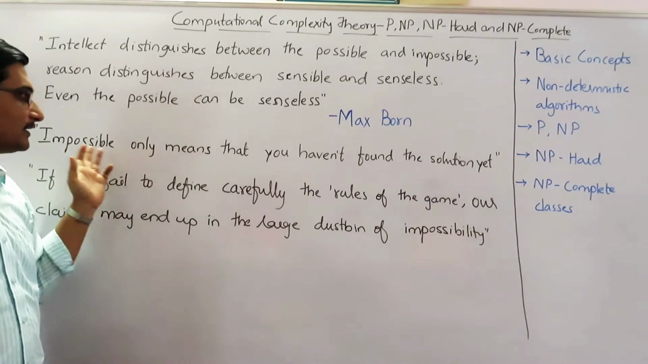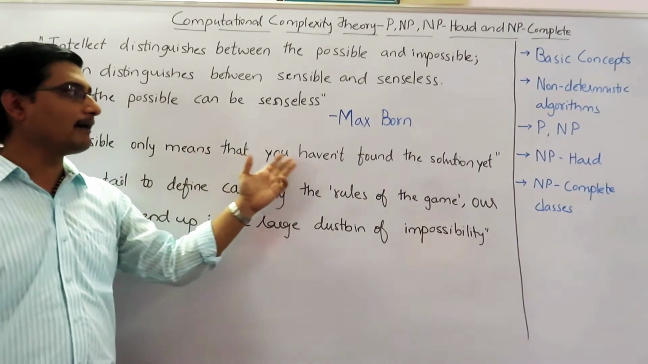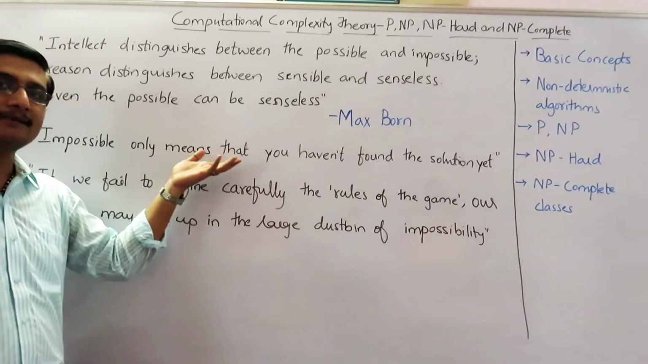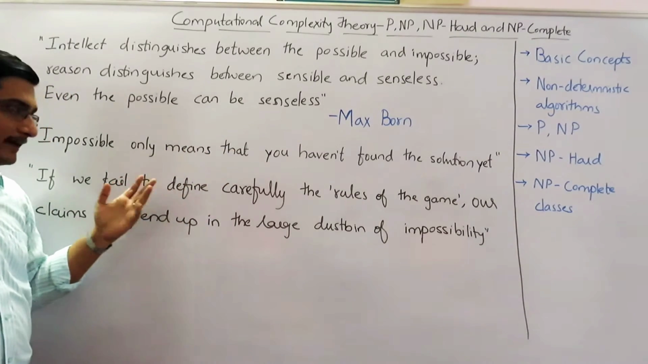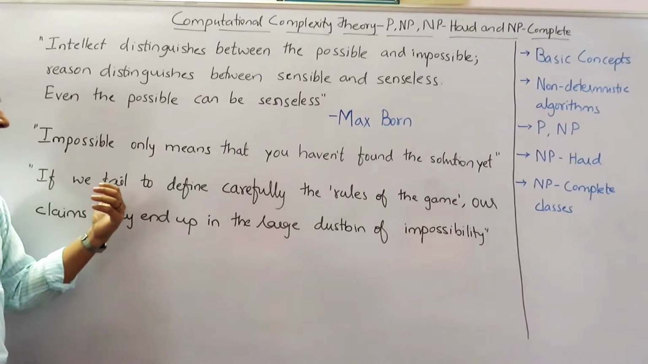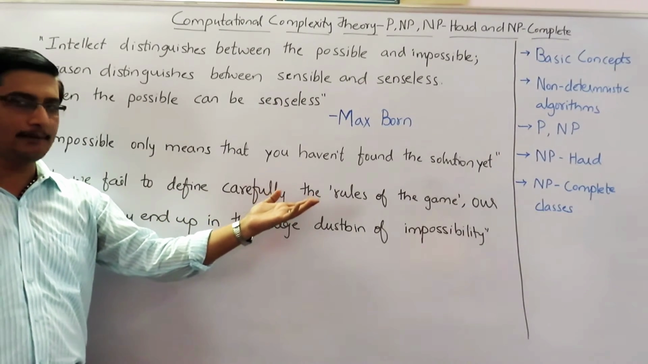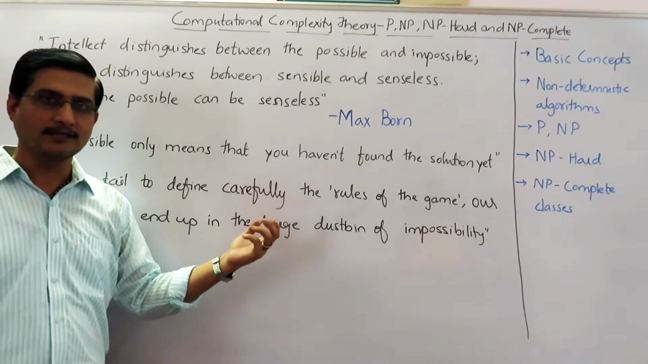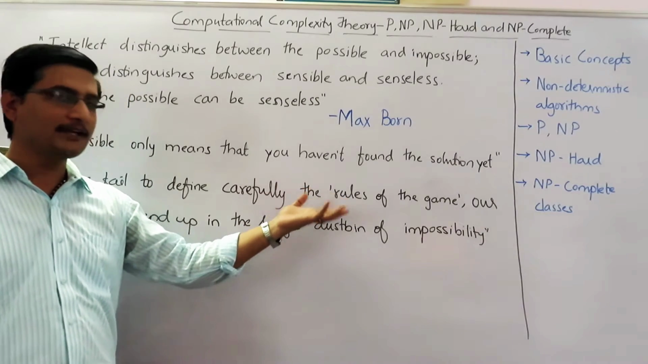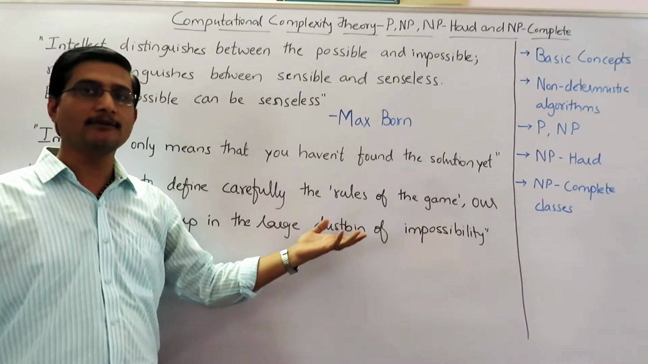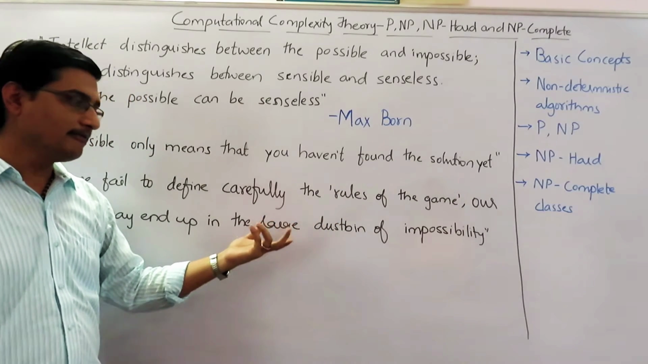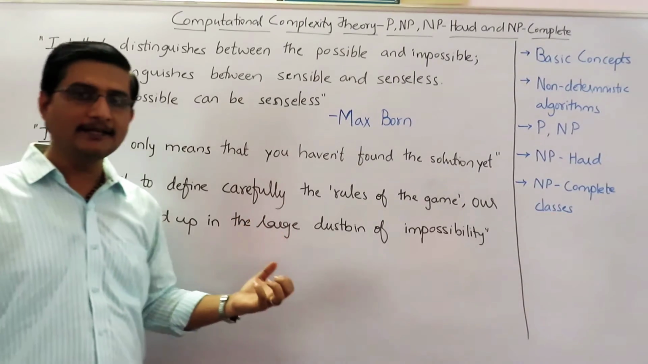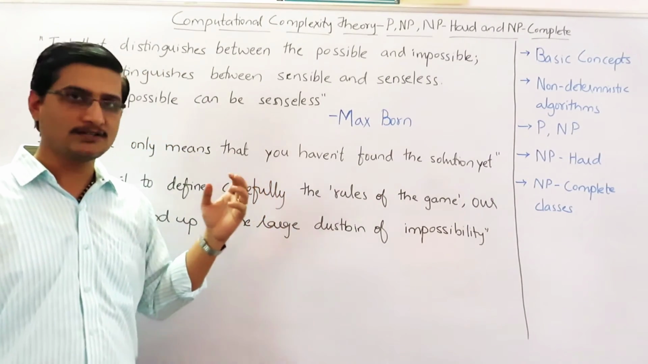There is one more quote: impossible only means that you haven't found the solution yet. Most researchers start their research work with this in mind. There is one more quote: if we fail to define carefully the rules of the game, our claims may end up in the large dustbin of impossibility. That is, if the rules of the game are not defined carefully, then whatever we play in that game may become a mess. With these quotes in mind, we will start the discussion of computational complexity theory.